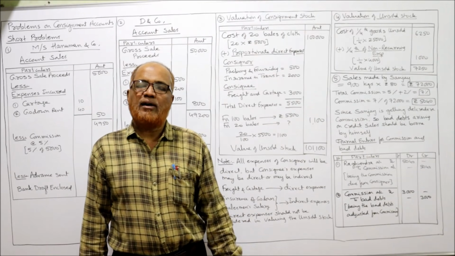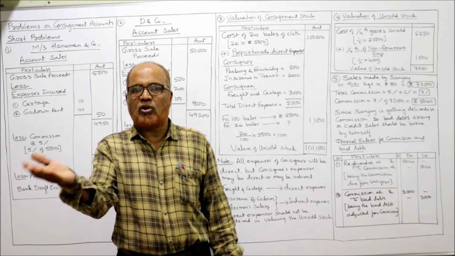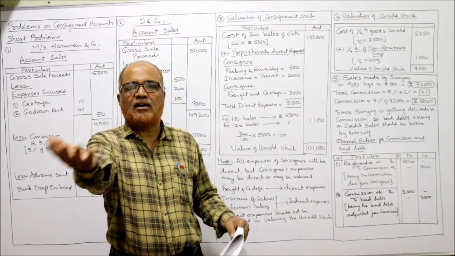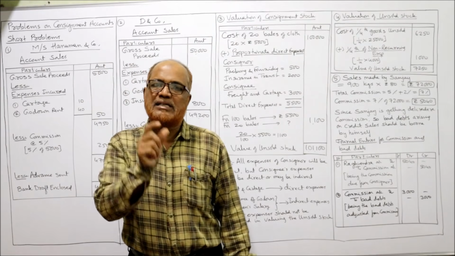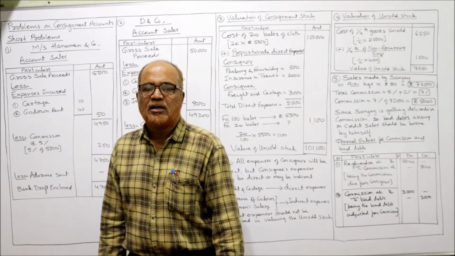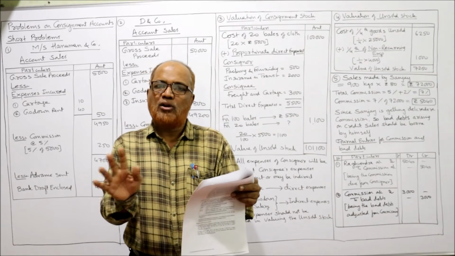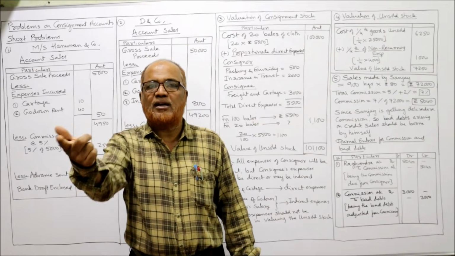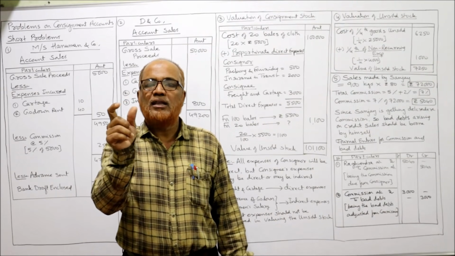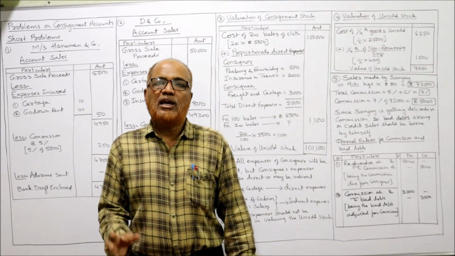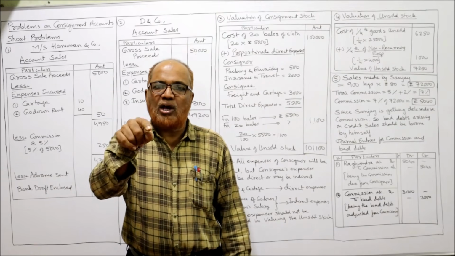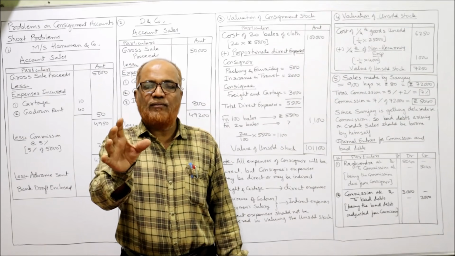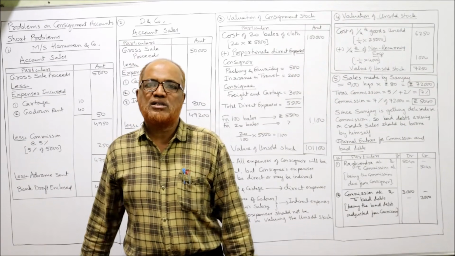In the previous theory video I explained what is meant by normal commission and what is del credere. Normal commission is the normal remuneration paid by the consignor to the consignee, based on total sales, a percentage on total sales. So here 5% is the normal commission. Del credere commission is the extra commission given by the consignor to the consignee for bearing the risk of bad debts. If bad debts arise, the loss should be borne by the consignee himself. For that purpose, extra commission is given.